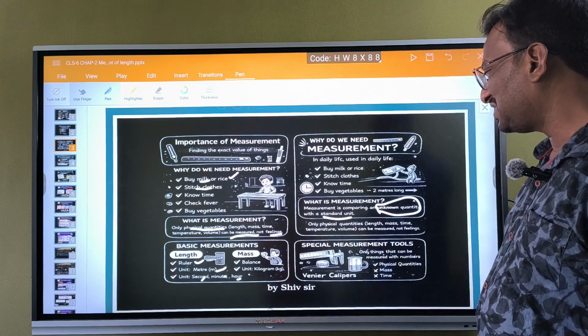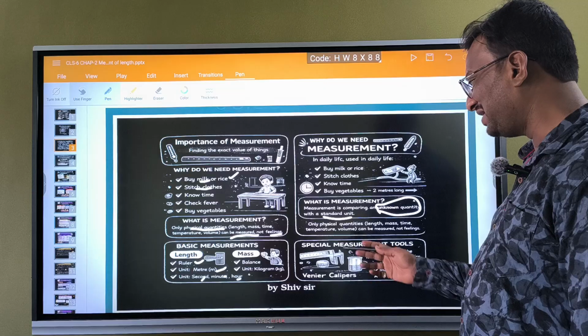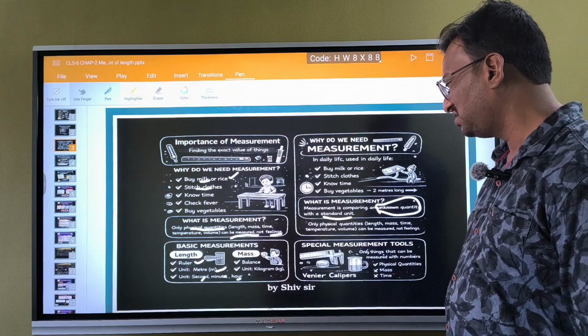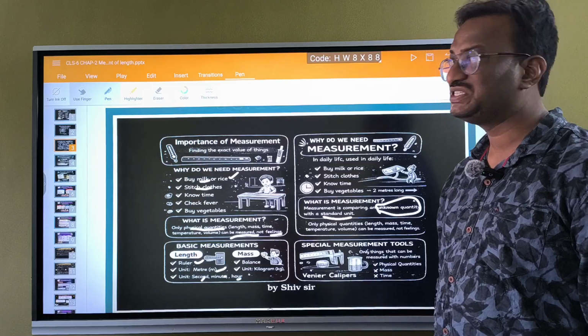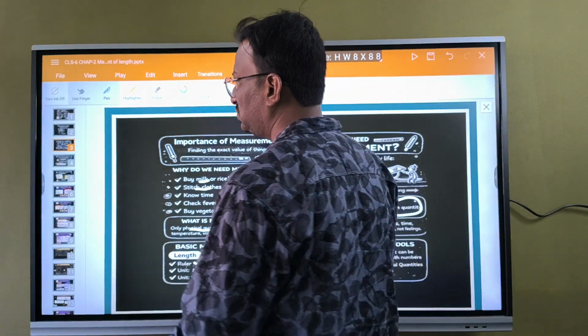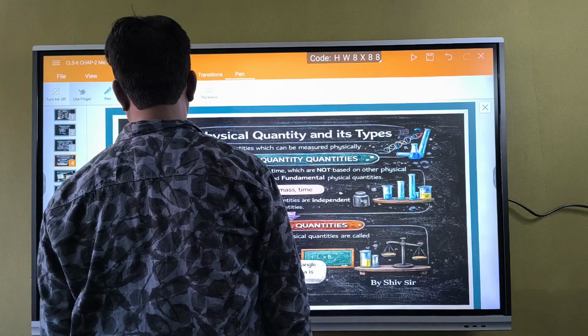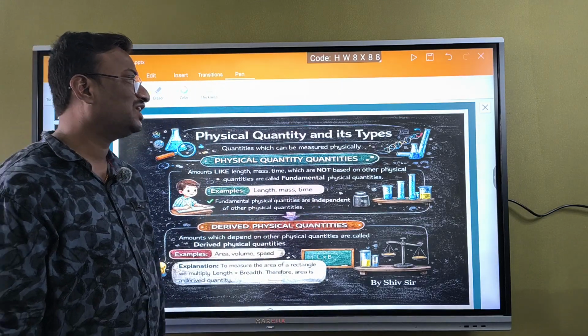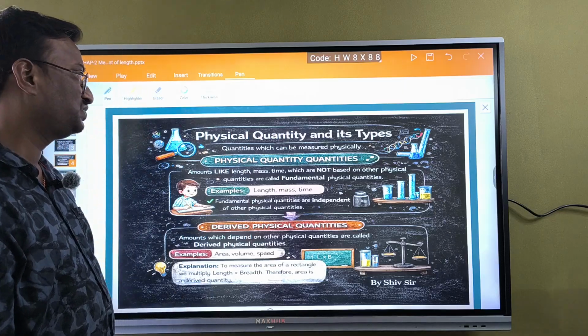Alright, there are special measurement tools. One is vernier calipers, likewise screw gauge. We are going to have different physical balances. Those are measuring tools used to measure different things. Next, we go for physical quantity and its types.